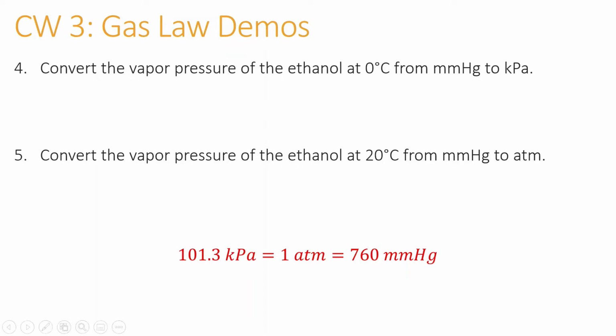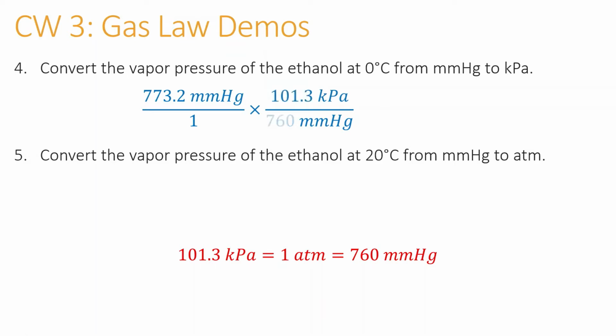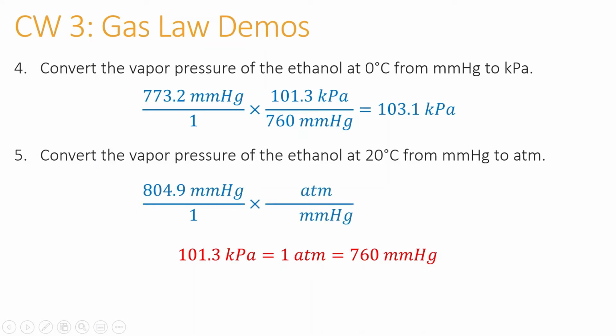Okay, so the vapor pressure of the ethanol at 0 degrees was 773.2 millimeters of mercury. So I'm going to put millimeters of mercury on bottom to cancel, and we're solving for kPa. So I'm going to go ahead and fill in my values here. 101.3 kPa is equal to 760 millimeters of mercury. So when I solve, units of millimeters of mercury will cancel, and I'll get units of kPa in my answer. In number 5, we're starting with 804.9 millimeters of mercury, and we want to convert this into atmospheres. So 1 atmosphere is equal to 760 millimeters of mercury. So when I solve here, I get 1.059 atm.